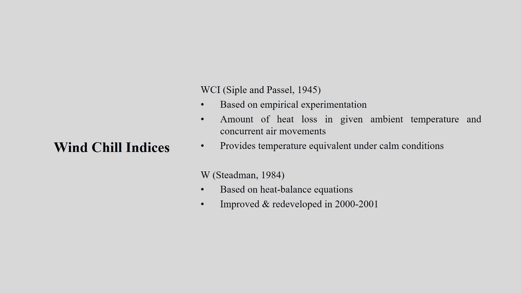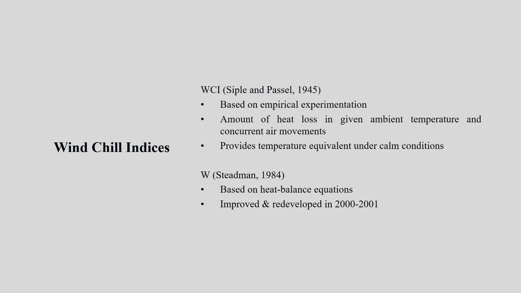So, let us begin with the cold strain index. I will give only one example, that is the wind chill index. Very early, in 1945, Siple and Passel tried to establish this method. It is based on an empirical experiment, and the amount of heat loss is given by ambient temperature and the concurrent air movement. This particular index is built upon that. It also provides the equivalent temperature under calm conditions.